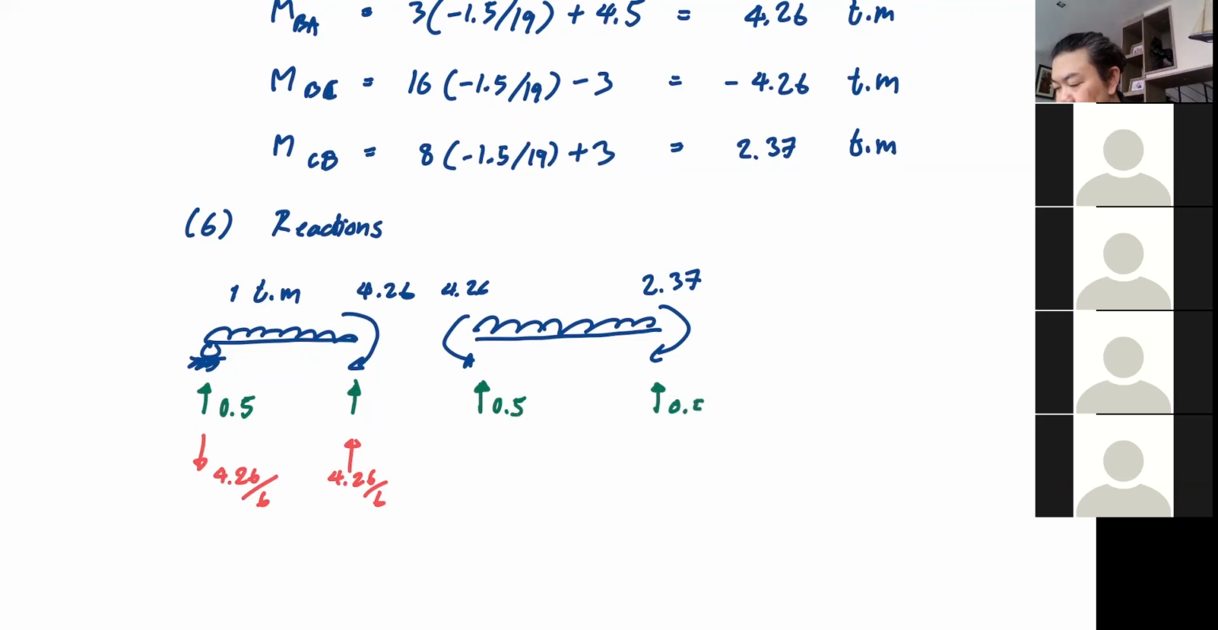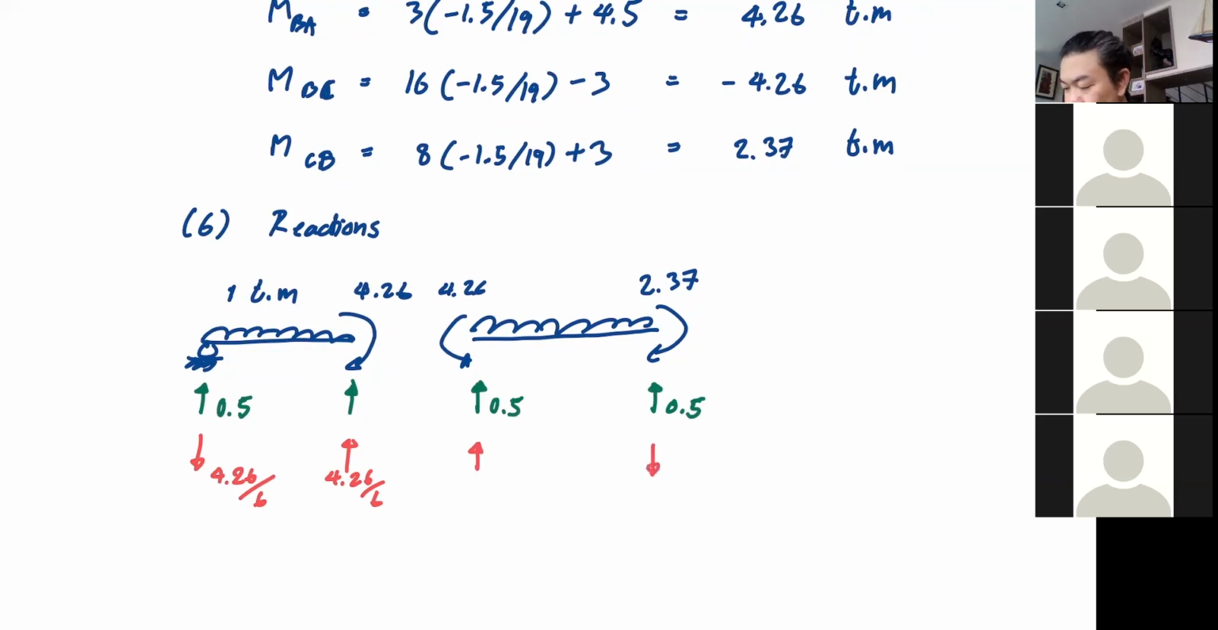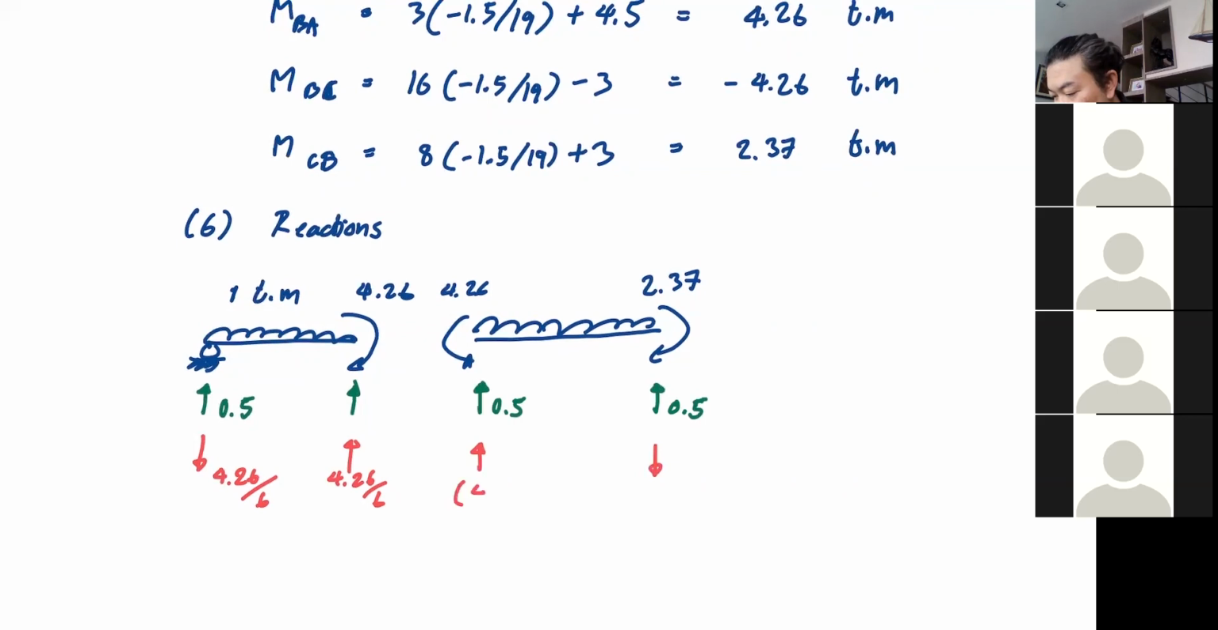See how the moment creates a different effect. And now this guy is going to go up because 4.26 is greater than 2.37. So in the end, the total moment is in the counterclockwise direction, so we need a clockwise couple. And this is basically 4.26 minus 2.37 over 6. Voila, piece of cake. Any question?